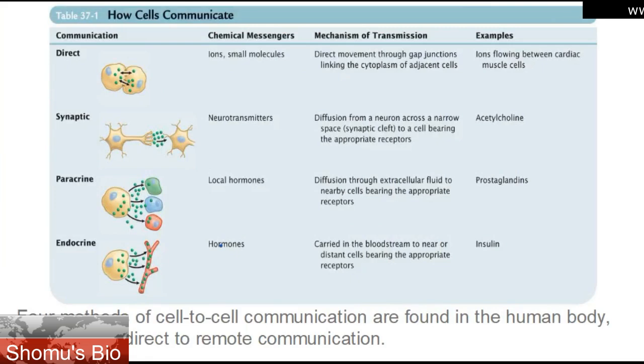Now their functions are different because they have different roles to play. For example, direct cell-cell contact is possible. Ions and small molecules can enter or exit with this direct cell-cell contact through the gap junctions, linking the cytoplasm of the adjacent cells. This is a direct contact, and we know direct contact is important, and we've seen plenty of examples in immunology regarding direct cell contact.